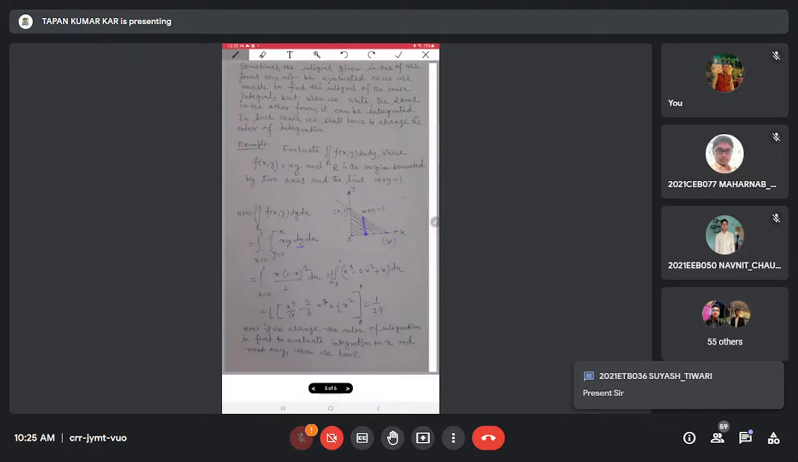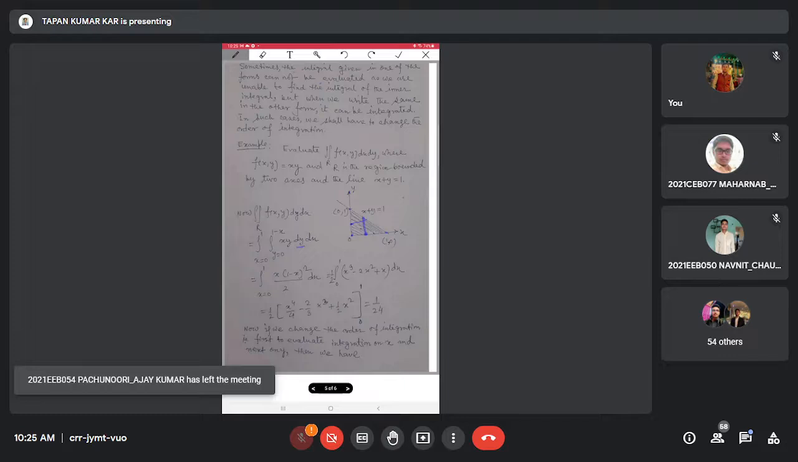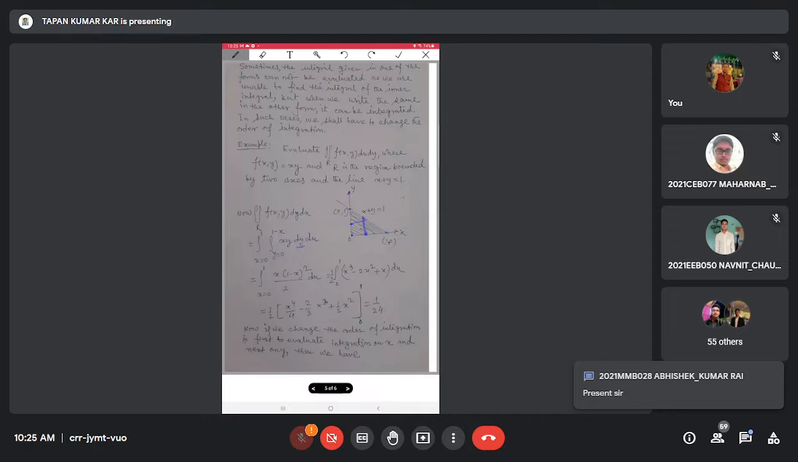But if you take first with respect to x, then you have to consider x from 0 to here, that is x is 0 to 1 minus y, and in that case y varies from 0 to 1. So it does not matter for this integral whether first with respect to x or first with respect to y, but in some integrals it matters. Just check the limit, whether the limit is written correctly or not.